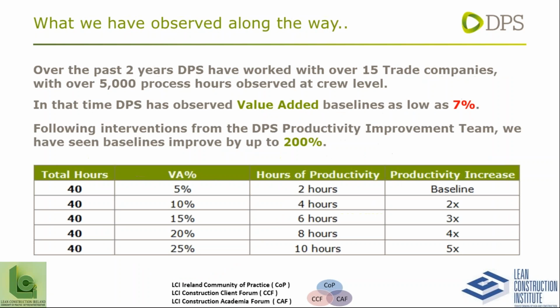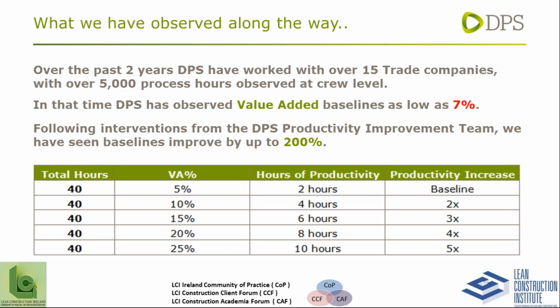So what we have observed along the way, over the past 2 years DPS have worked with over 15 trade companies, and that's over 5,000 process hours observed at crew level where the value-added work is taking place. In that time, DPS has observed value-added baselines as low as 7%. Following interventions from the DPS productivity improvement team, we've seen baselines improve by up to 200%.